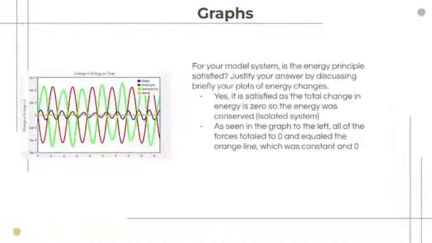So for the first question: for your model system, is the energy principle satisfied? Justify your answer by discussing briefly your plots of energy changes. So yes, it is satisfied, as the total change in energy is 0, so the energy was conserved, and this makes sense, since it's an isolated system, so the energy should stay the same. And as seen by the graph to the left, this is true because all the changes totaled to 0, and they equal the orange line, which was constant and at 0 for the entire duration of the experiment.